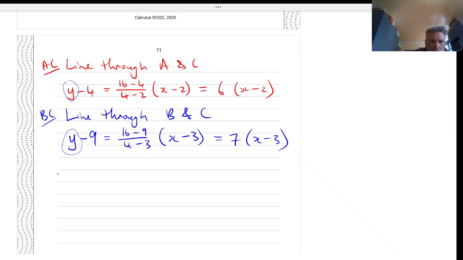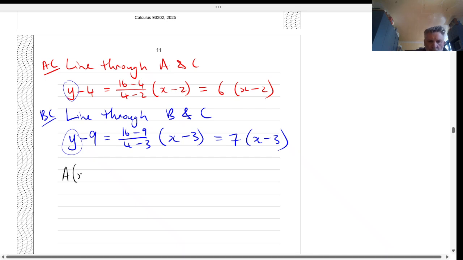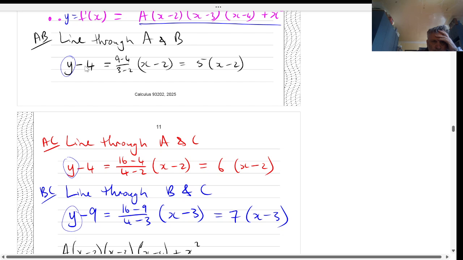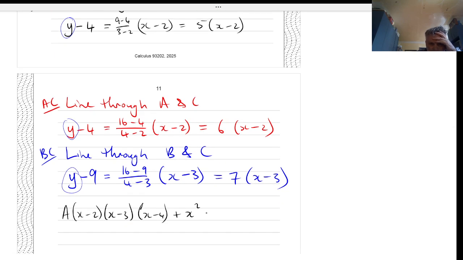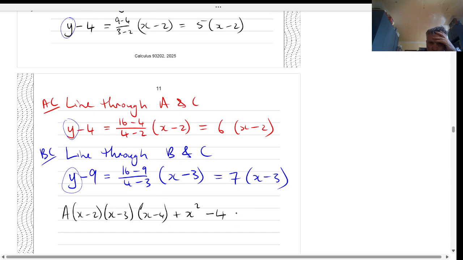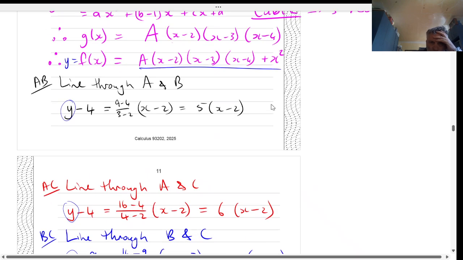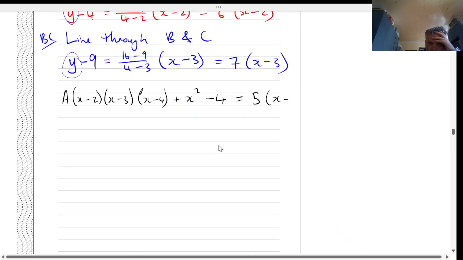So we've got y, f of x was a(x − 2)(x − 3)(x − 4) plus x squared. And then up here we take off 4, so this is y − 4, and that's going to be equal to 5 times (x − 2). I didn't think 4 was right.